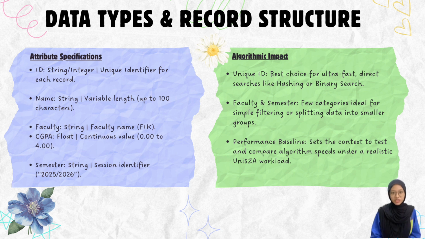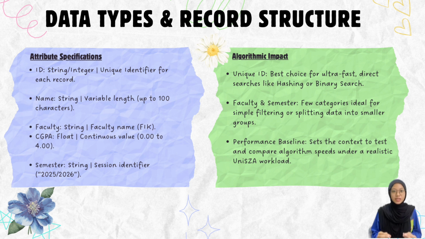Under attribute specification, our fields are defined as follows. ID is a string or integer unique identifier. Name is a string up to 100 characters. Faculty is a string for the faculty name like FIK. CGPA is a float from 0.00 to 4.00. Semester is a string session identifier like 2025/2026. The setup directly drives our algorithm impact.